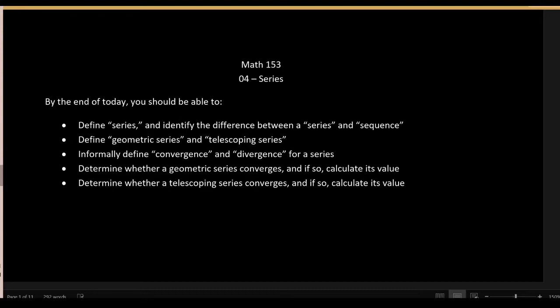Define the words geometric series and telescoping series. Informally define convergence and divergence for a series. And then for those two different types of series, geometric and telescoping, we want to be able to determine when they converge, and if so, what's the value of the series.